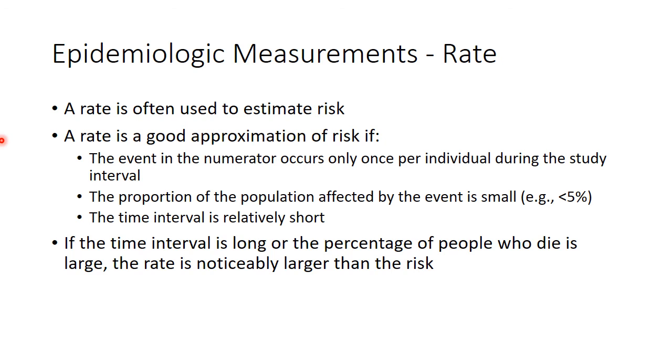So here we can see that the event in the numerator occurs only once per individual. That's one caveat. Rate will not be a good estimator of risk if it's something that happens multiple times to the same individual. It's also going to be good if only a small number of people are affected, generally less than 5% or so, in the time interval that we're looking at. If you're looking at a very long interval, or the percentage of people who end up dying or having your event is very large, you'll notice that the rate ends up becoming a lot larger than your risk, and so it's not going to be as accurate an estimate.